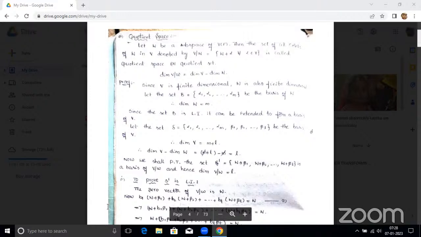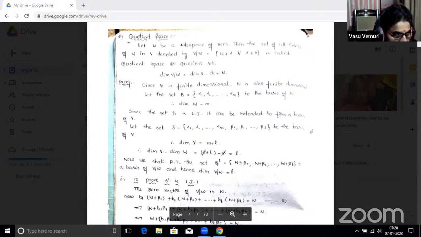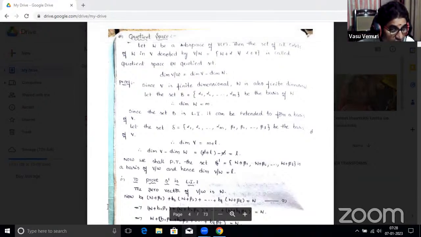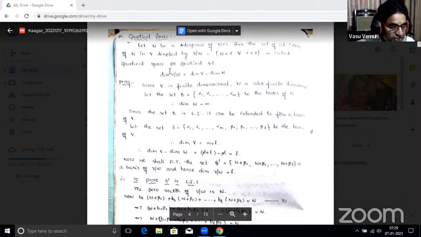And that is the theoretical concept. When the set of all cosets forms a vector space, that is called the quotient space. It is denoted by V by W.